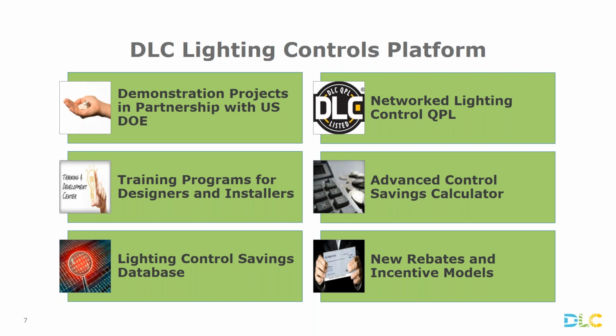We've been working on a lighting control savings database. This is a project where we are collecting data on projects that have used advanced lighting controls, network lighting control systems. And we're going to be publishing a report later this year with the results of an analysis on that data. What we're looking to do with it is develop more reliable, more accurate predictions for how much this technology can save on a particular space type, on a particular building type.